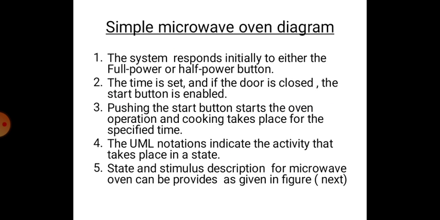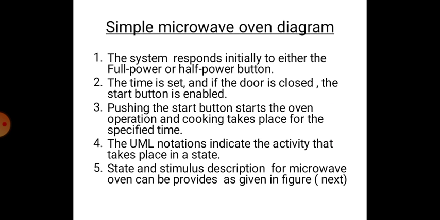Simple microwave oven diagram. The system responds initially to either the full power or half power button. We are describing the diagram. The time is set, and if the door is closed, the start button is enabled. Students, we are describing the diagram of the simple microwave oven. Point 3: pushing the start button starts the oven operation, and cooking takes place for the specified time.